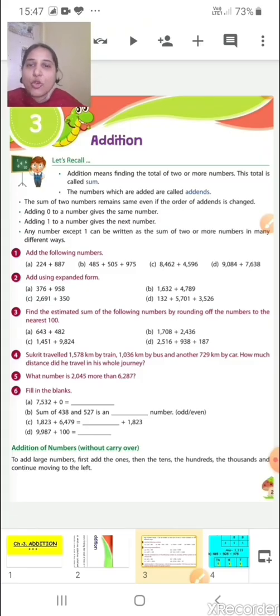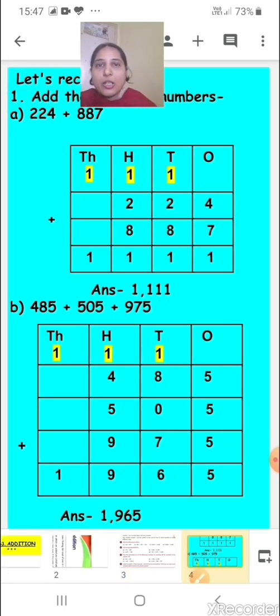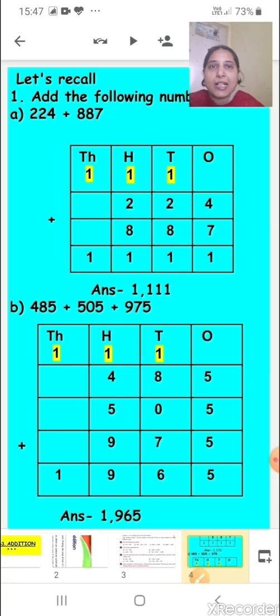So we will start with question number 1, where the first question is: add the following numbers. Here you have to add two numbers, that is 224 and 887. So first we will write the addends in their respective places.